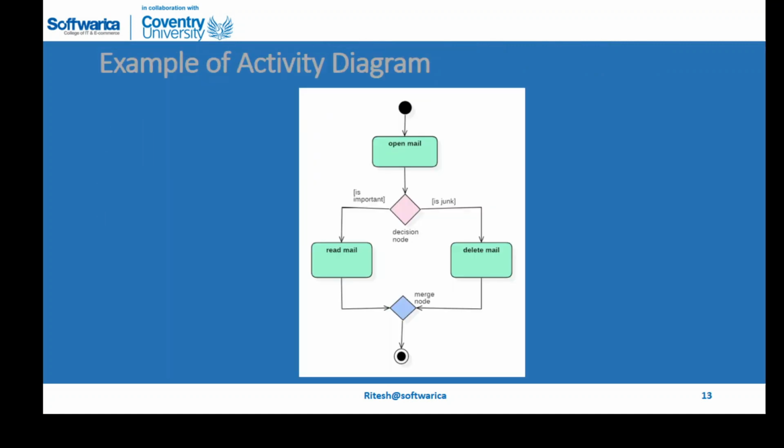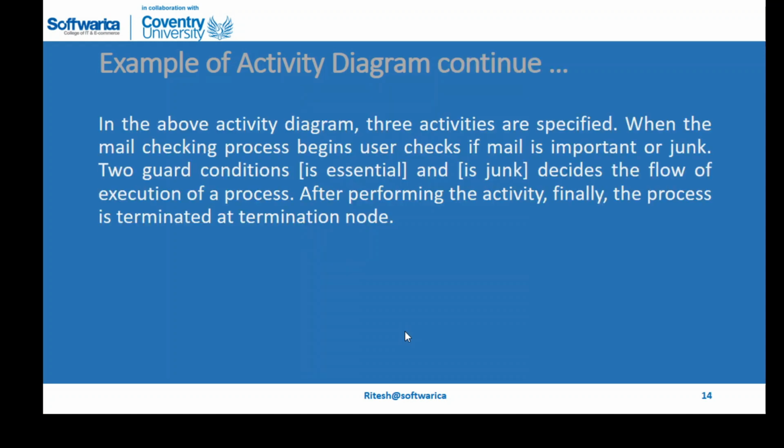Example of activity diagram. This is one example of email reading. Open the email, and if the email is junk, it will be deleted, or it is going to be read by you. And this is the merge point where we stop all the activity. After reading the mail, we close the mail.